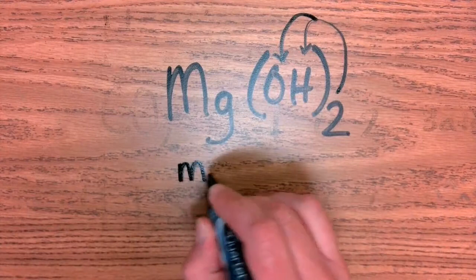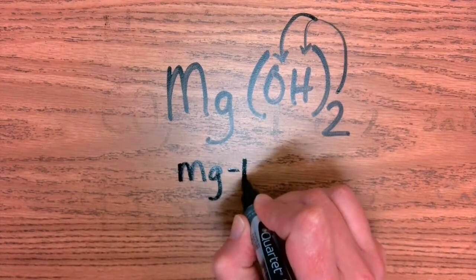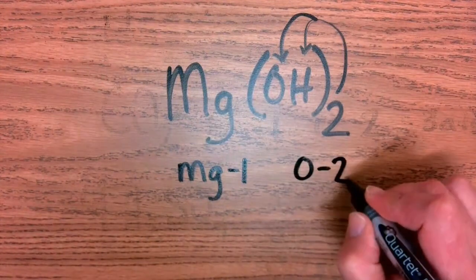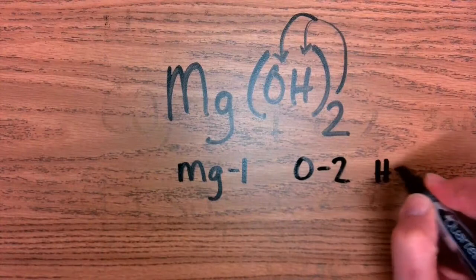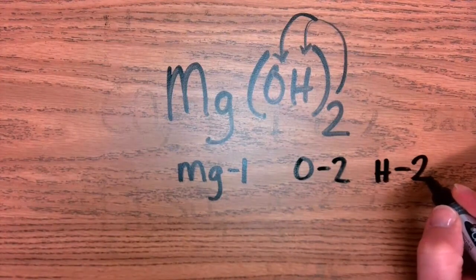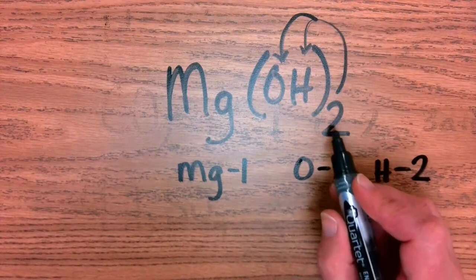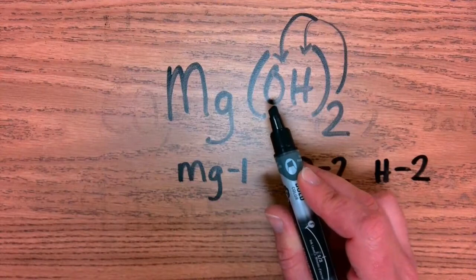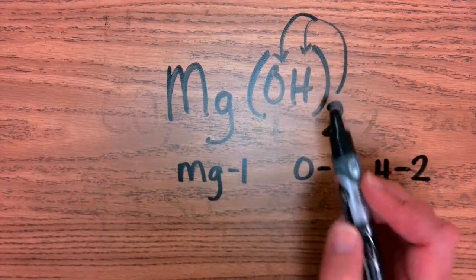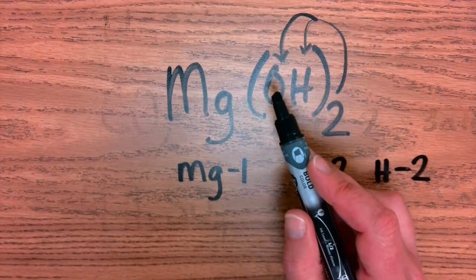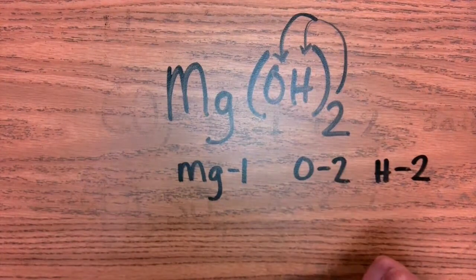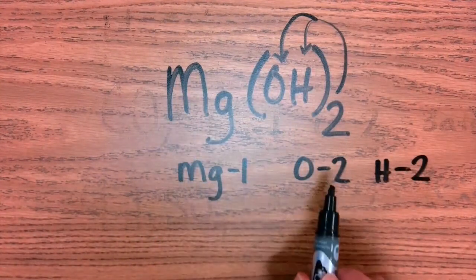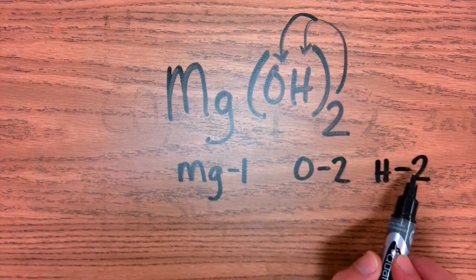This subscript will distribute to each of the elements inside the parentheses only. So I would have 1 magnesium, but in this case I would have 2 oxygen and 2 hydrogen. This subscript right here only goes with what is inside each of these parentheses. It's just like distributing in math, only what is inside the parentheses. So 1 molecule of this entire compound has 1, 3, 5 atoms.